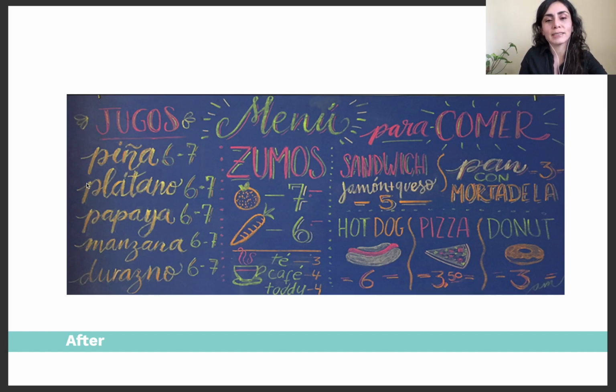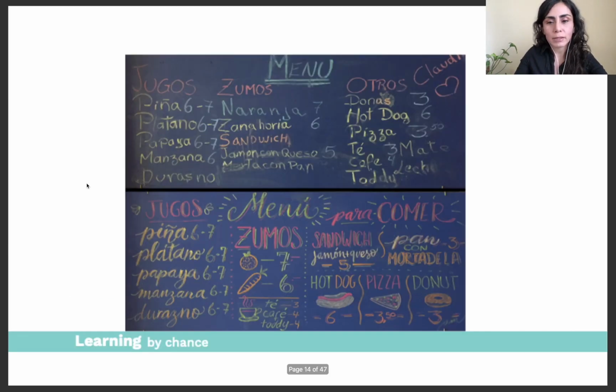So definitely the way the letters were drawn was affecting the message in a positive way. And I had been working many years in design without consciously realizing that fact. So this is the before and after.